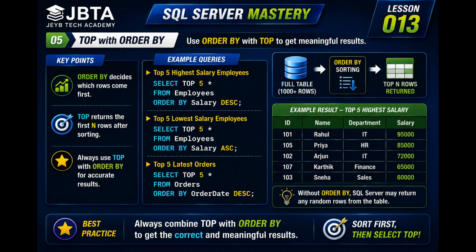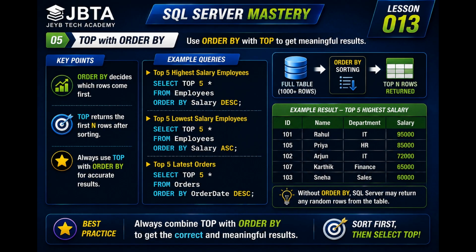Always remember this simple execution sequence. First, SQL Server sorts the data using the order by clause. Then it applies the top clause and returns only the required number of rows. This is why professional SQL developers almost always use the top clause together with the order by clause. It ensures that the returned rows are meaningful, predictable, and exactly what the user expects.